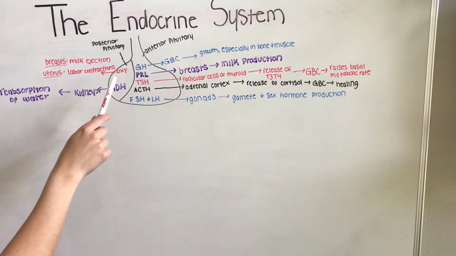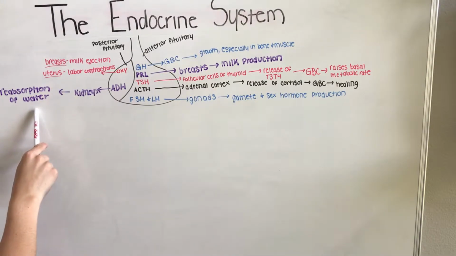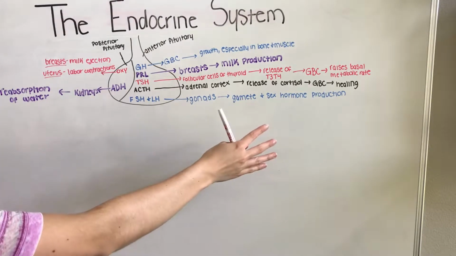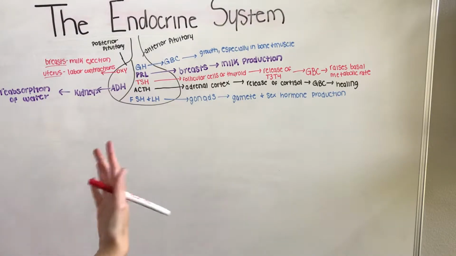ADH, or antidiuretic hormone, targets the kidneys, and it causes the reabsorption of water, which decreases urine production. So that's the basic diagram, and now I'm going to go into more detail about each one of the endocrine glands.